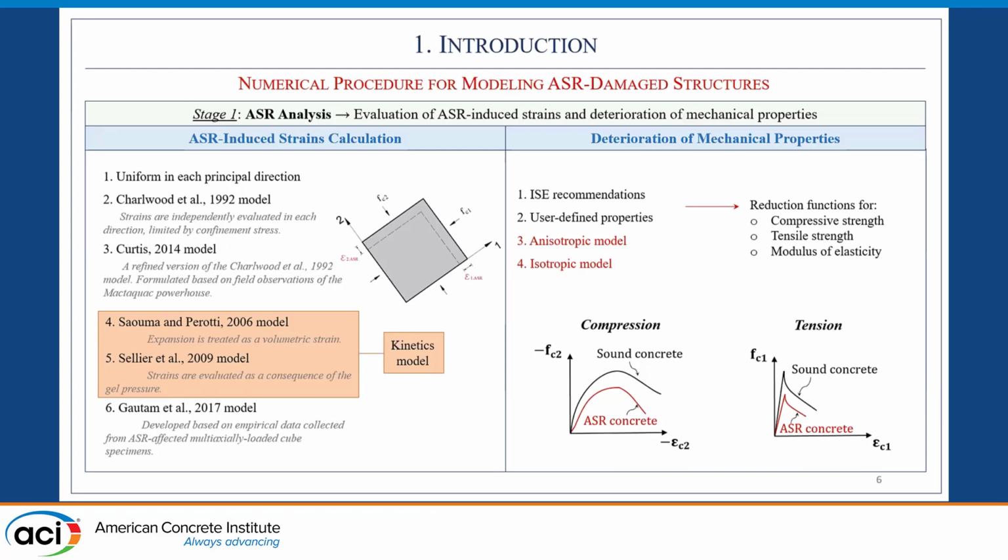At the same time, there are various options available on how to consider the deterioration of the concrete mechanical properties. For example, one of them, you may do tests in the laboratory, and so you may want to user-define them. Another option is to use the values that we get for a concrete that is uncracked, for a sound concrete, and then use ISE recommendation functions of deterioration, which are based on a value that we estimate for the ASR expansion. Both of those two options are considering the properties of ASR-affected concrete to be uniform in all directions.